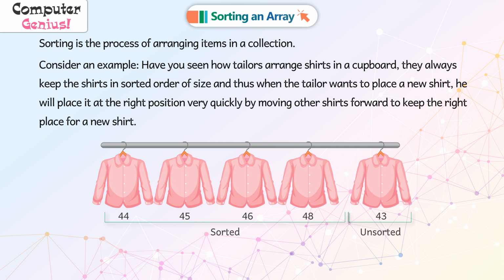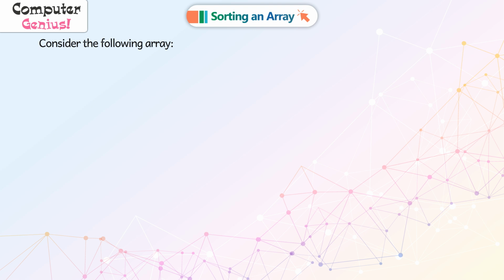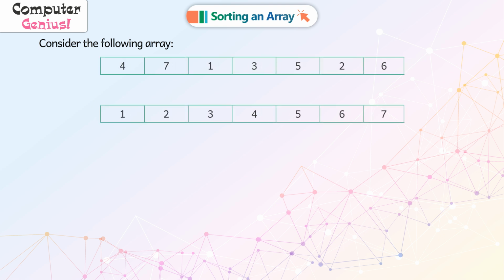44, 45, 46, 48 sorted. 43 unsorted. Consider the following array. 4, 7, 1, 3, 5, 2, 6. Here the items are not arranged in any order. 1, 2, 3, 4, 5, 6, 7.